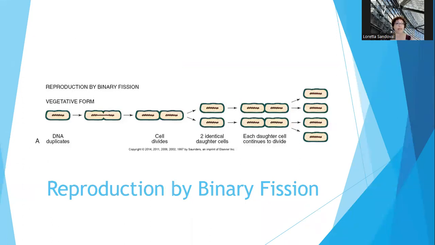So with binary fission, basically, the DNA duplicates, the cell divides into two identical daughter cells, and then each daughter cell continues to divide. So you just duplicate your DNA and divide, split up the mitochondria and the ribosomes, everything else that's in the cytoplasm, and then you have identical daughter cells. The only time they are not identical is if there's some sort of mutation during the DNA duplication. And really, bacteria are pretty hardy because of this reproduction by binary fission.